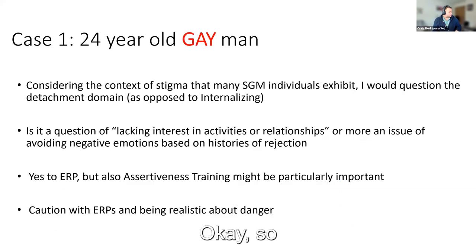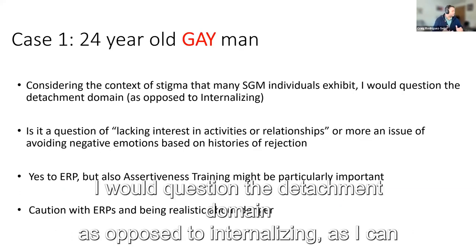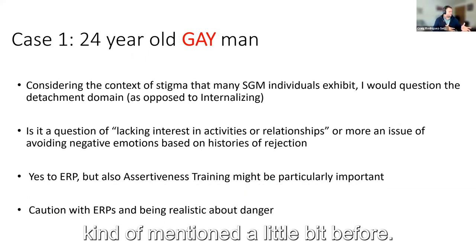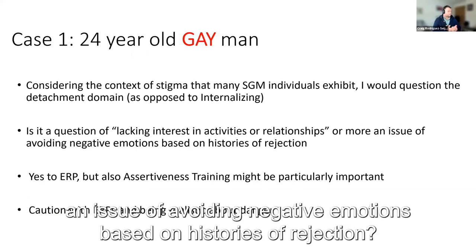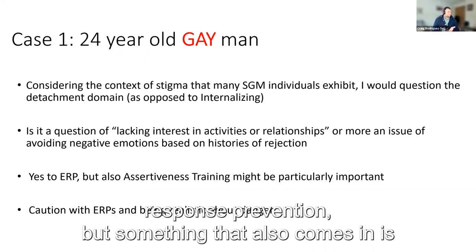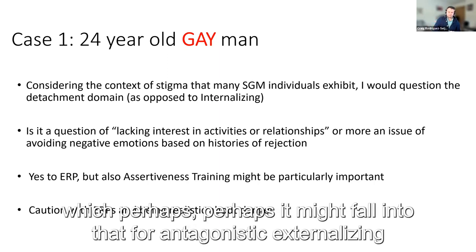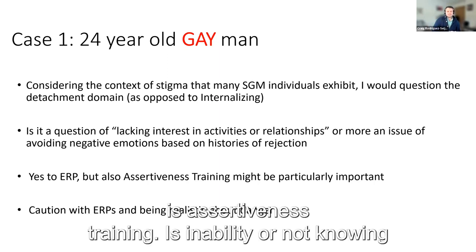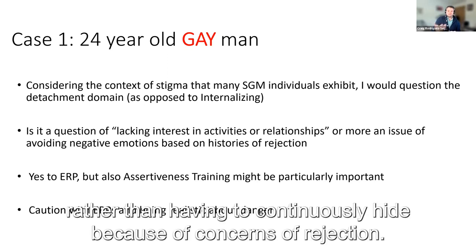Okay, so considering the context of stigma that many SGM folks exhibit, I would question the detachment domain as opposed to internalizing, as I mentioned a little bit before. A question of, is it lacking interest in activities or relationships, or more an issue of avoiding negative emotions based on histories of rejection? Yes, exposure and response prevention, but something that also comes in, and maybe falls into social skills training, which perhaps might fall into antagonistic externalizing, is assertiveness training: an inability or not knowing how to get one's needs met in a manner that's actually functional, rather than having to continuously hide because of concerns of rejection.